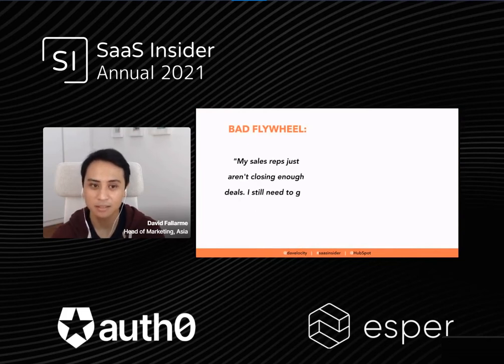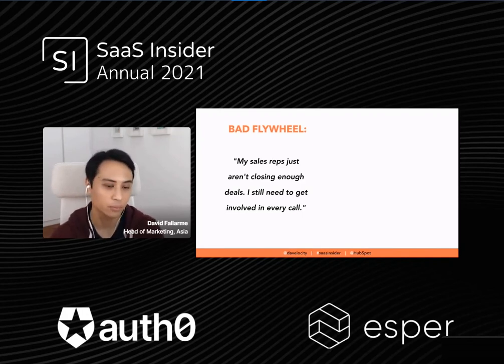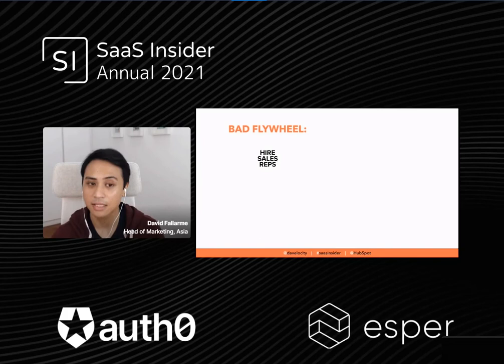That's because this is the kind of conversation that you hear in companies where the flywheel is not working. My sales reps just aren't closing enough deals. I, the VP of sales, I, the head of sales, I, the founder, I still need to get involved in every call to make sure that we close deals. If you are hearing this, or if you're reading this on Slack or email in your company, then you have a bad flywheel. And that's because your flywheel looks like this.